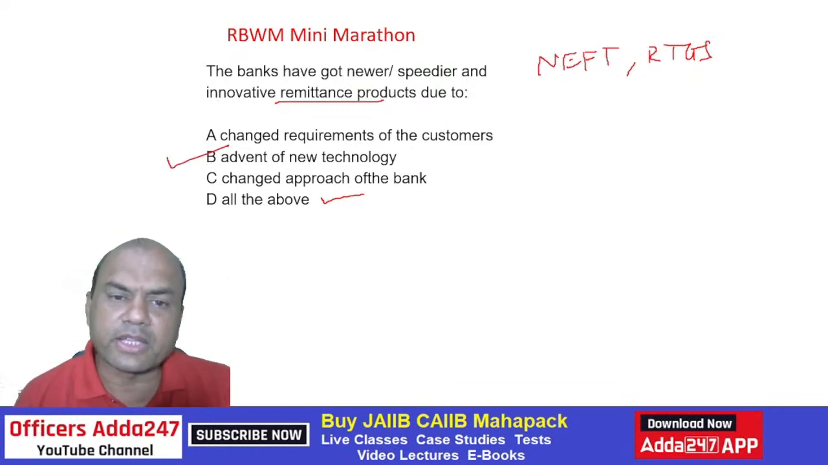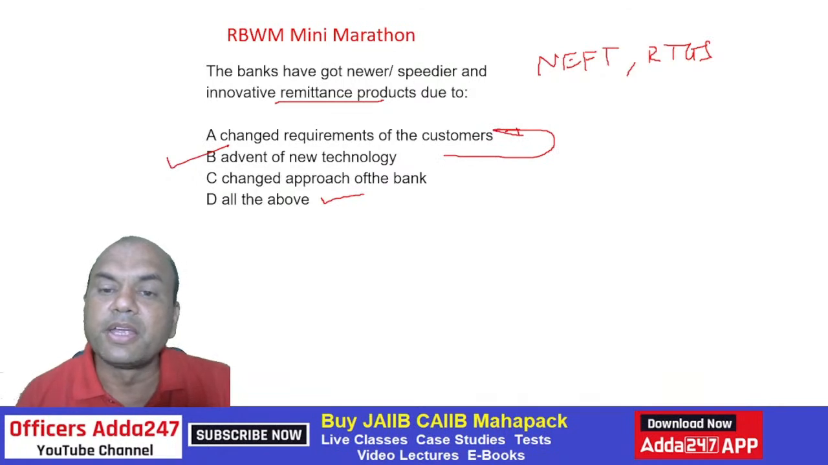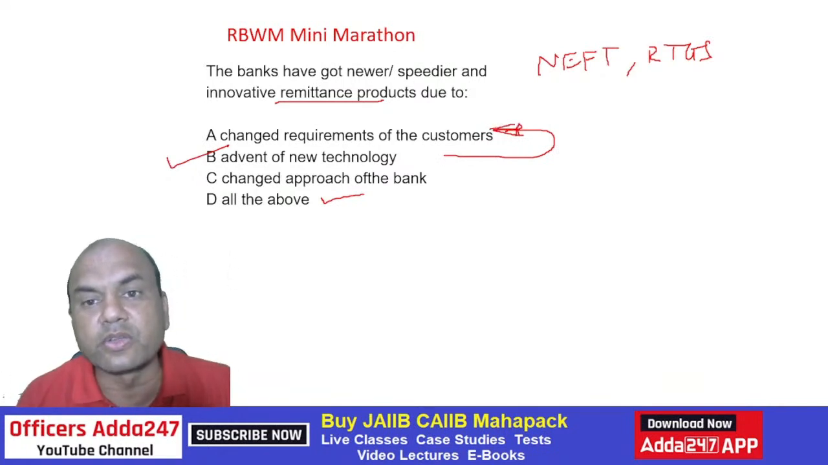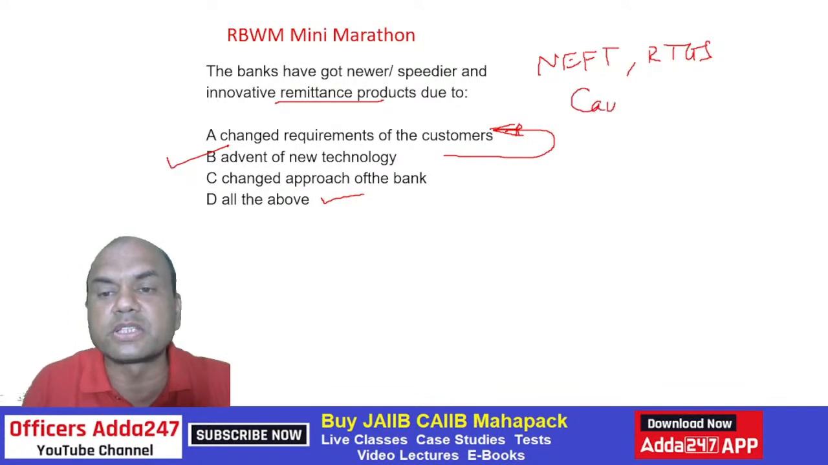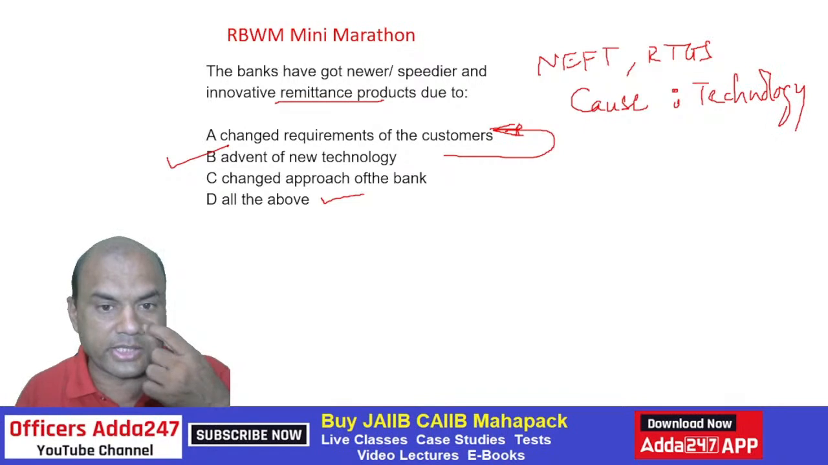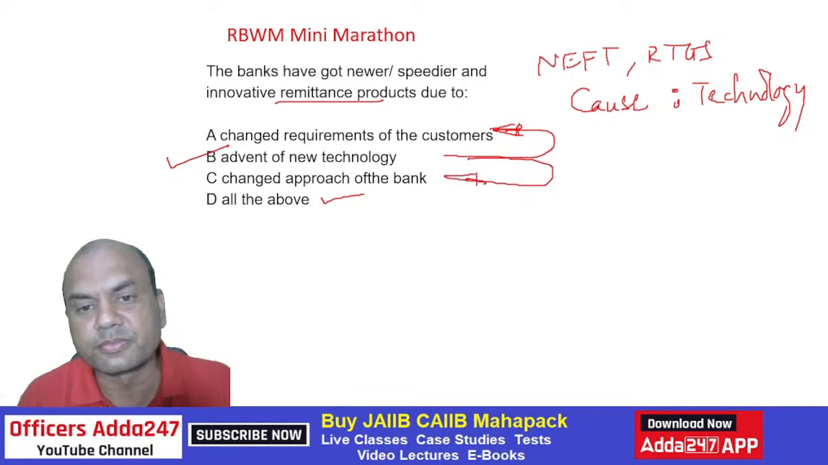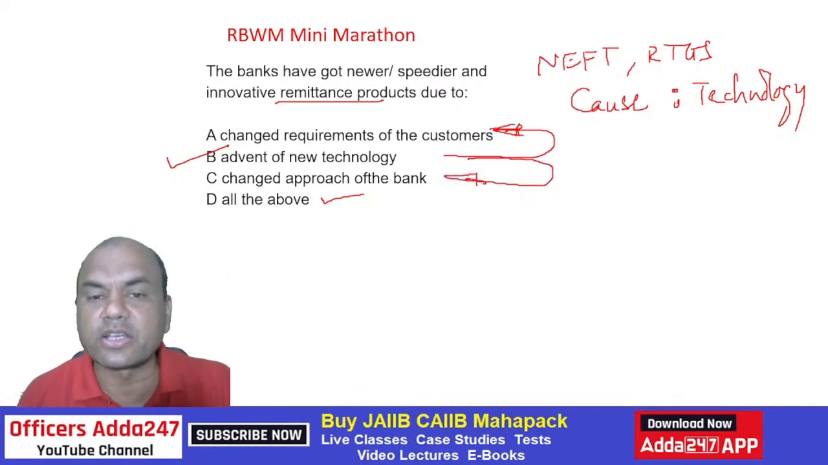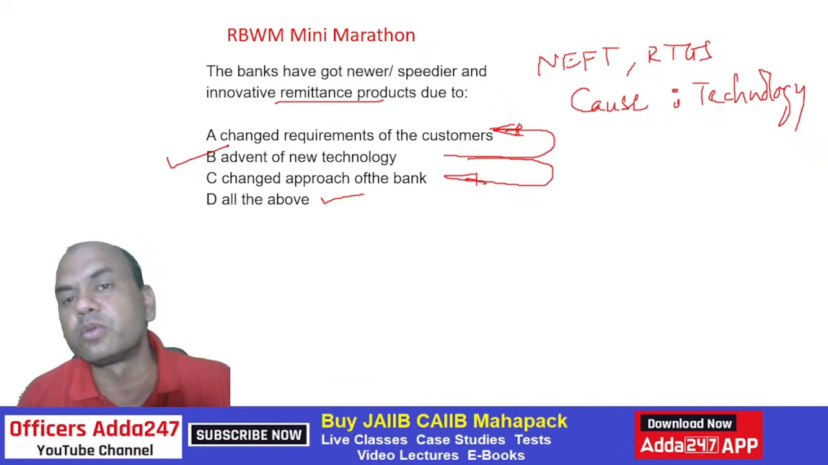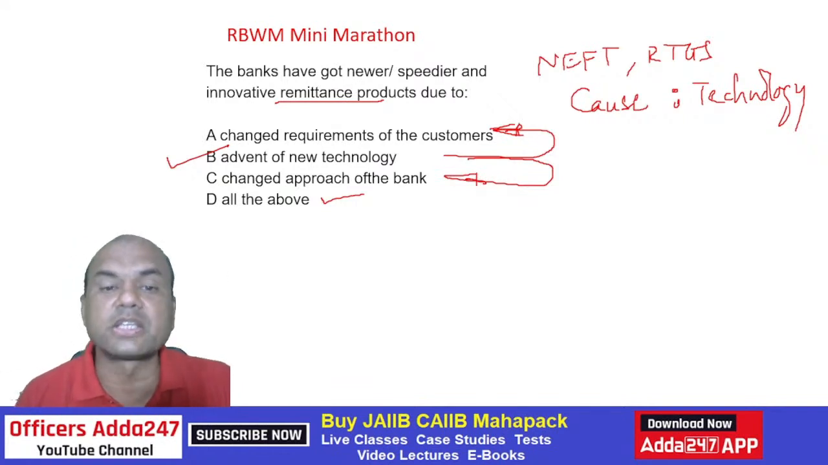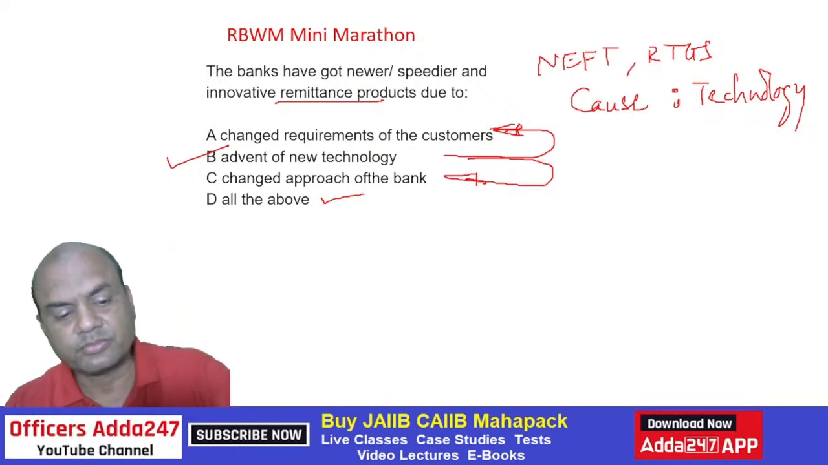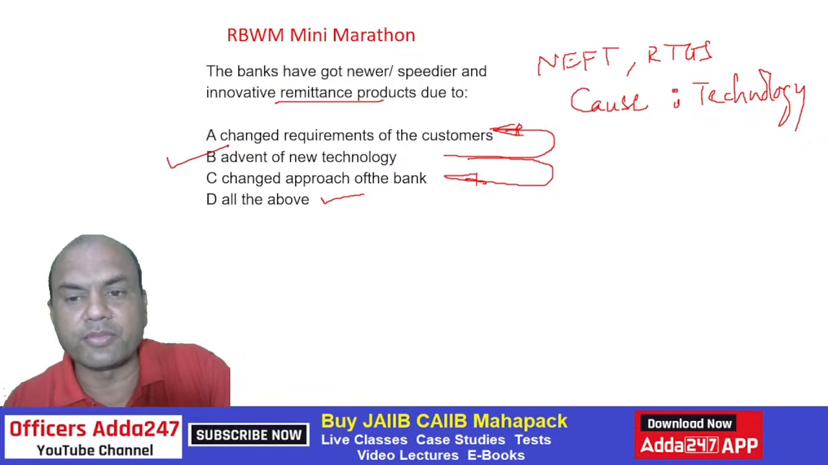Now look at this. Because of technology, what has happened? The customer requirements have changed because of this technology. Remember, it's about cause and effect here. Cause is technology. And because of that, the effects are these other things: new requirements, changed approach of the bank, changed requirements of the customer. These are all due to the advent of new technology. So the right answer is technology. Clear everyone? Shall I move on?